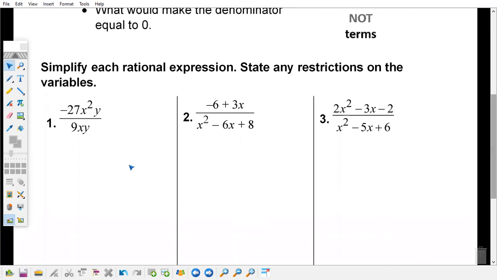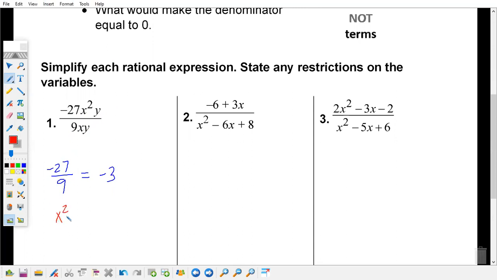So let's start with number 1. Number 1's pretty basic. We have negative 27 x squared y divided by 9xy. First we look for what they have in common, and remember some rules. When you have exponents and you're dividing, that means you're subtracting the powers. So we start with our numbers: negative 27 divided by 9. What is negative 27 divided by 9? Negative 3.